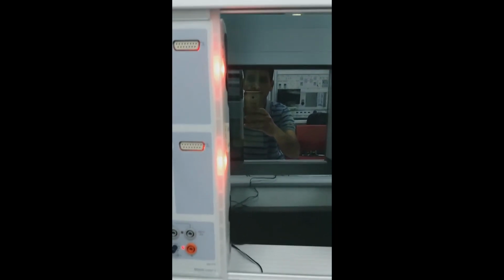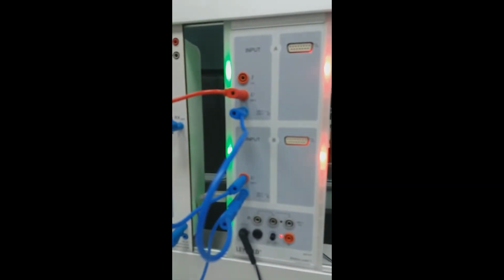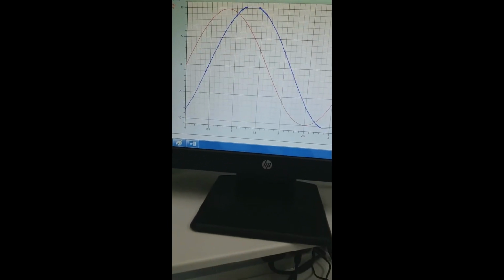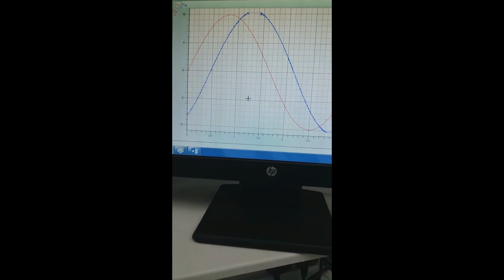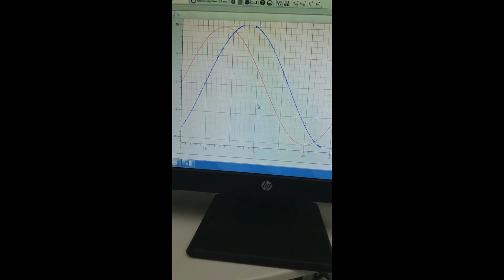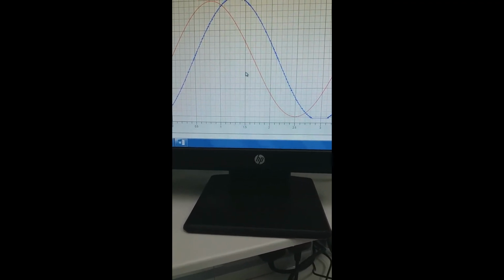So output A is the original modulating signal, and output B is the recovered signal or demodulated signal, right? It should be the same signal. Here in time domain, you can see that the red curve is the original modulating signal, and the blue curve is the recovered, demodulated signal. They have some time phase shift, but in shape they are essentially the same, right? The shape is the same, and the time period is the same.